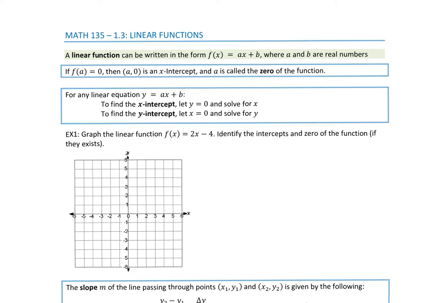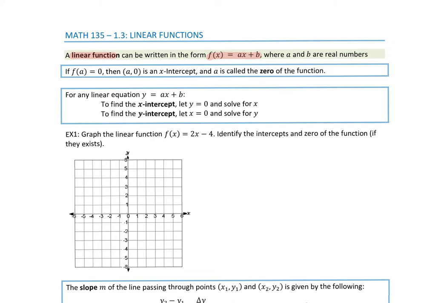In section 1.3, we're going to go over linear functions, and I know that you are all familiar with lines and their graphs, but there may be some vocabulary or symbols in this section that you haven't seen before. Basically, a linear function can be written in the form f of x is equal to ax plus b, where a and b are just real numbers.